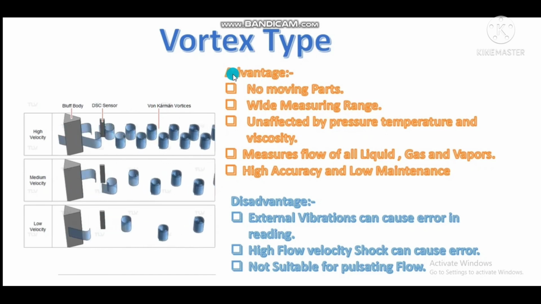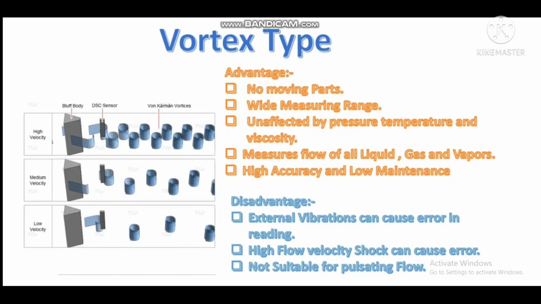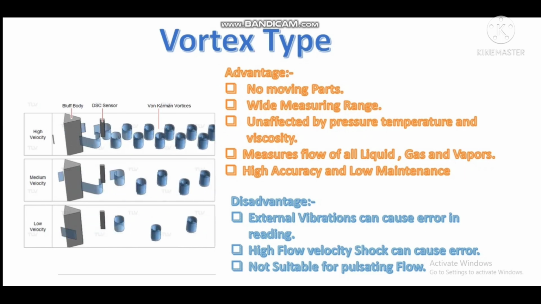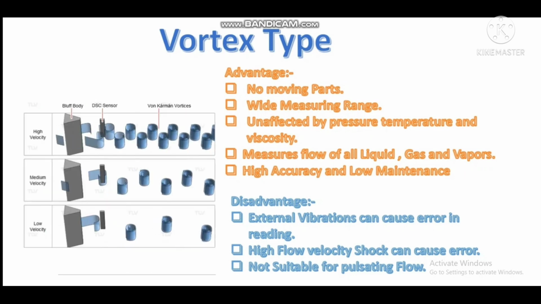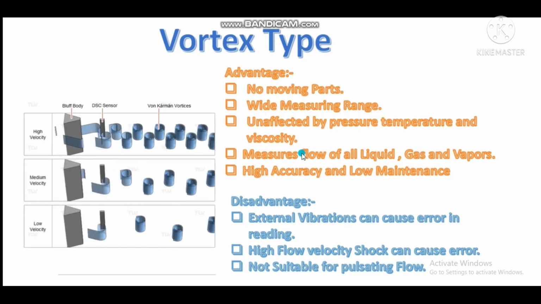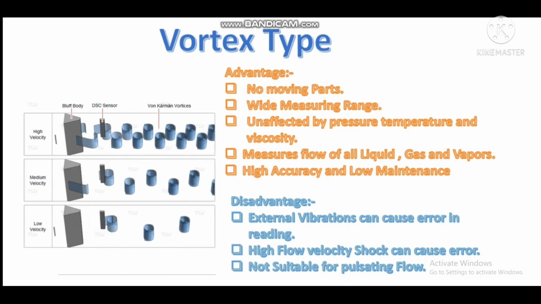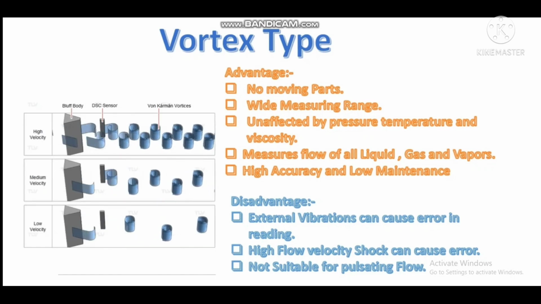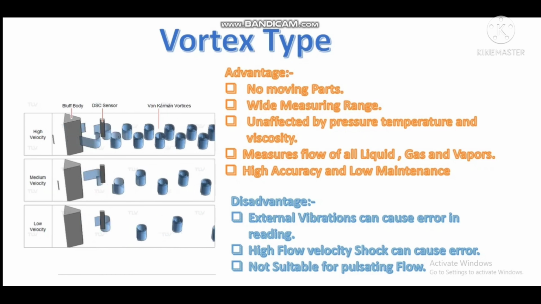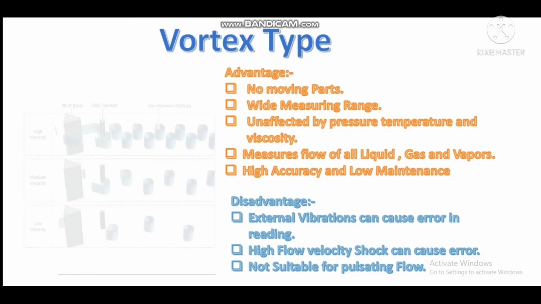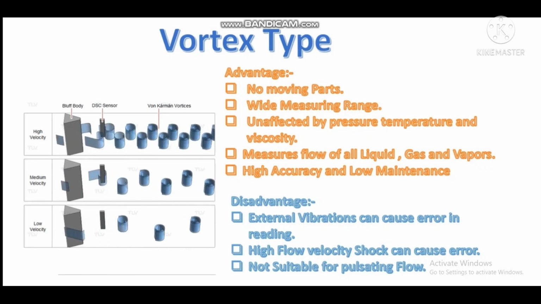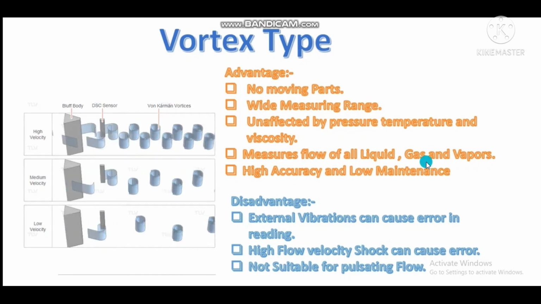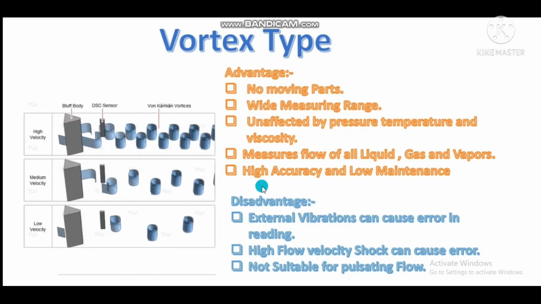And now the advantages. So no moving parts is there, so it is very much advantageous because there is no moving part present, and a wide measuring range. It can be used for a wide range of measurement, and it is unaffected by pressure, temperature and viscosity. So it is obviously unaffected by these factors, because it does not involve any type of moving parts here. As with moving parts, in some cases we can see there is wear and tear, so due to pressure and viscosity it gets affected. So now it measures flow of all liquid, gas and vapors, all the three type of substances it can measure. So high accuracy and low maintenance, so it requires very low maintenance and its accuracy is very high.